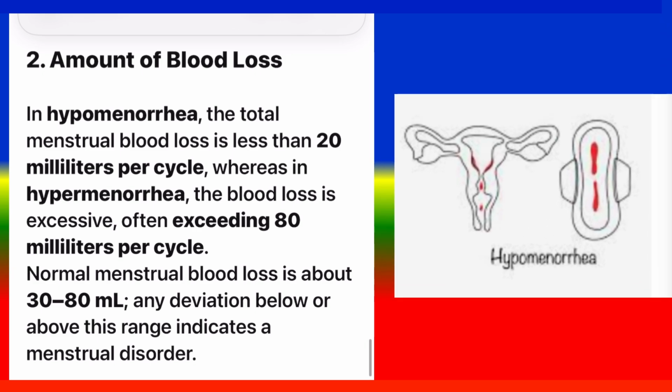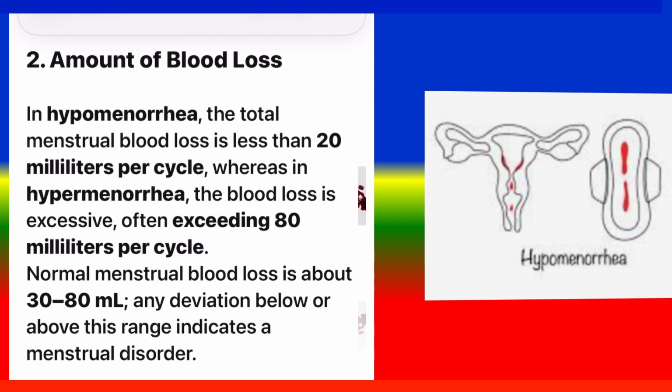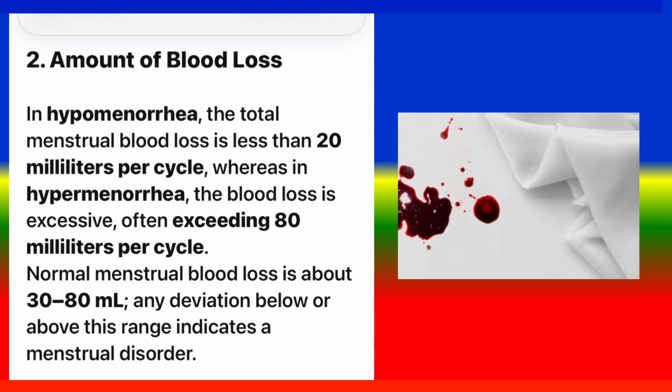2. Amount of blood loss. In hypomenorrhea, the total menstrual blood loss is less than 20 milliliters per cycle, whereas in hypermenorrhea, the blood loss is excessive, often exceeding 80 milliliters per cycle. Normal menstrual blood loss is about 30-80 milliliters. Any deviation below or above this range indicates a menstrual disorder.